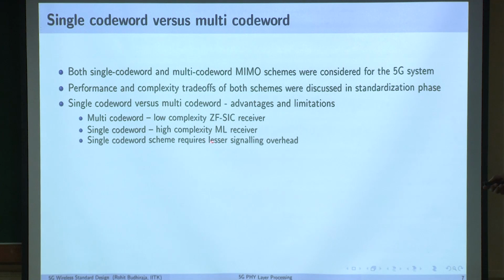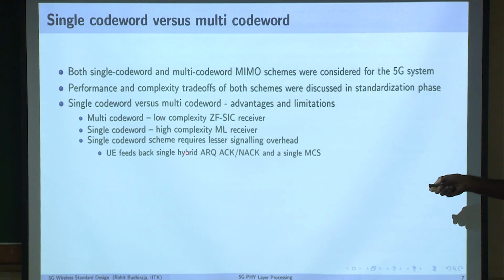Now the single code word scheme requires lesser signaling overhead. Let's look at this, it is slightly old in this context, but look at this. If it is a single code word architecture or a multi code word architecture, what will happen? If it is a single code word, that code word will be transmitted with a single MCS. There is only one code word, one transfer block, and that transfer block has to be encoded using a particular MCS.